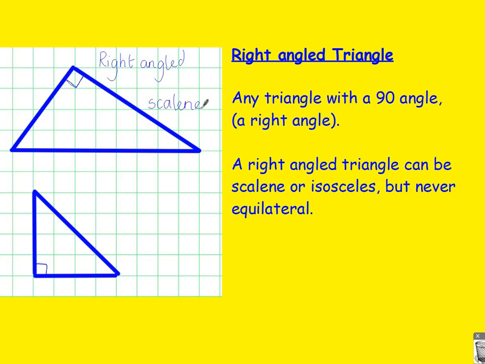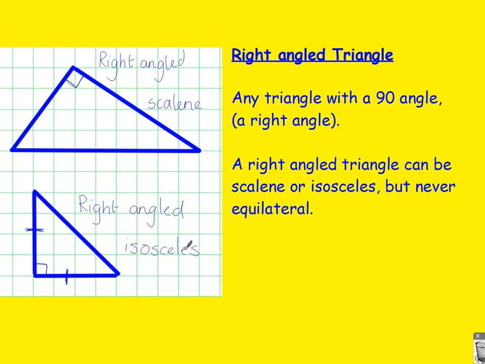And then the bottom one, I have got two sides which are the same length. So I'm going to put my marks in. Two sides which are the same length. So this is an isosceles triangle. So I would call this a right angled isosceles triangle.